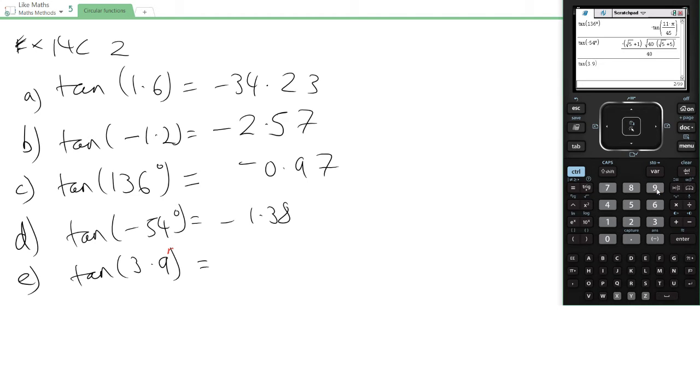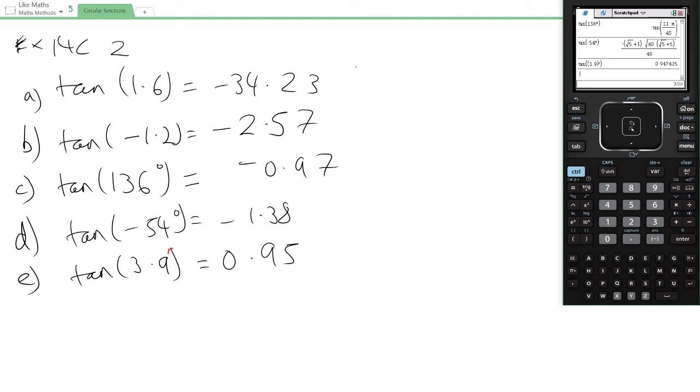3.9. Now the calculator actually defaults at the moment to radians, but a little trick again. If you're not sure what it's defaulting to, as well as the degree symbol, there's a little R symbol, which is radians, and enter. So that is 0.95.